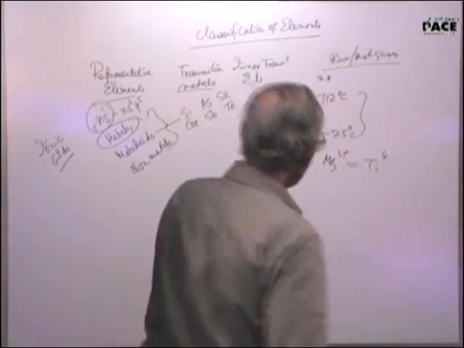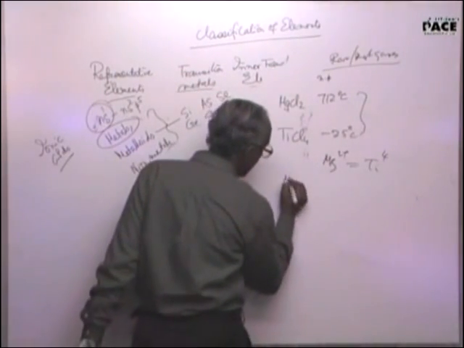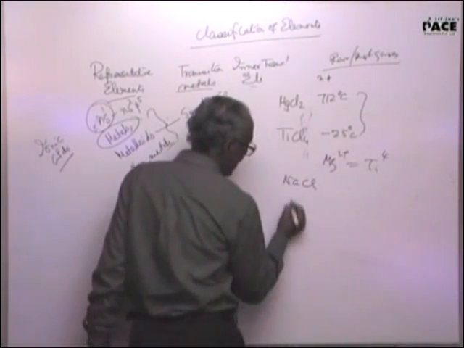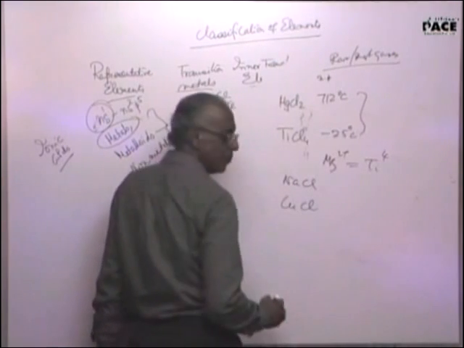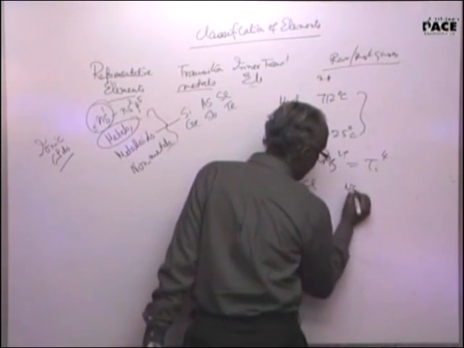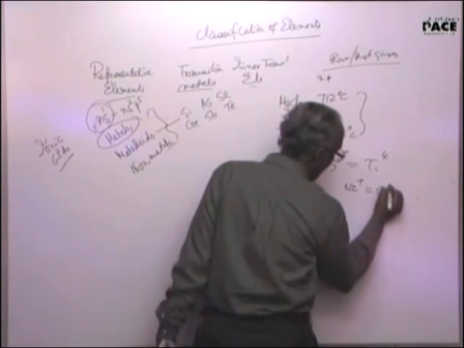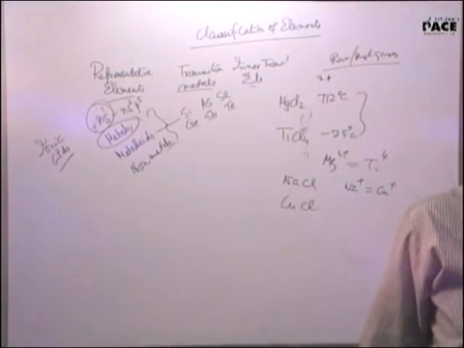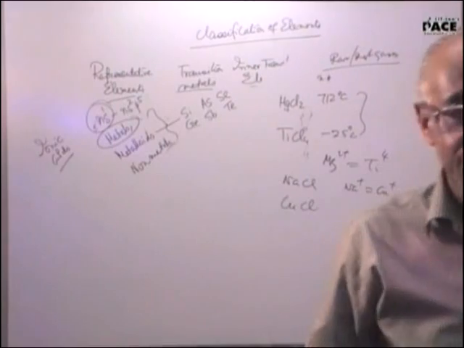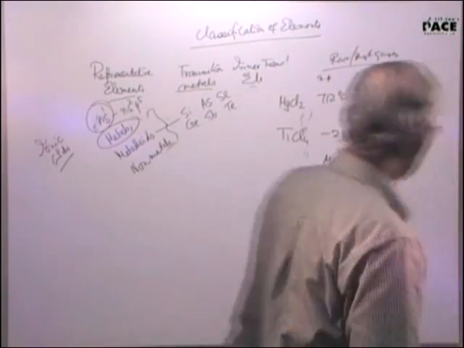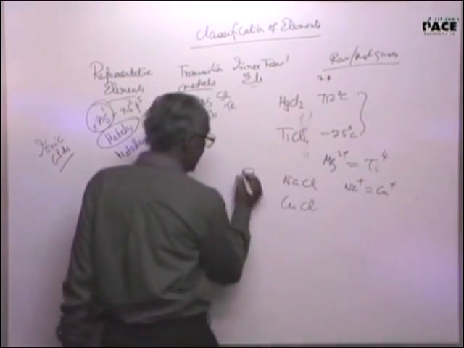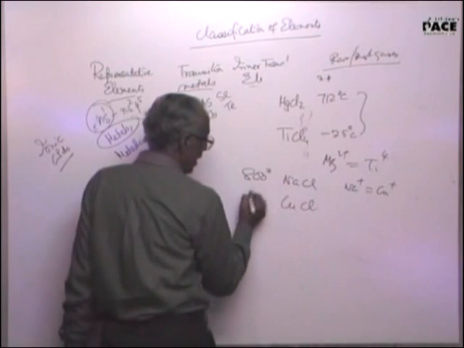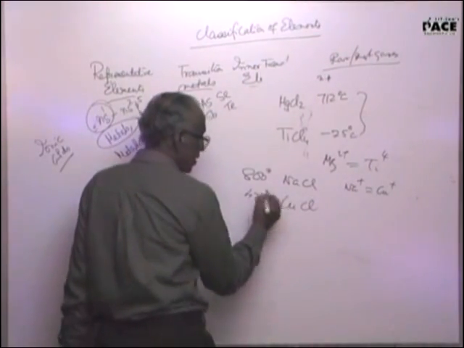The next example is sodium chloride versus cuprous chloride. The ionic size of Na+ is similar to Cu+. Here the charge is the same, plus in both cases. Size is the same, anion is the same. But look at the melting point. It melts at 800 degrees Celsius, the other melts at 420 degrees Celsius.